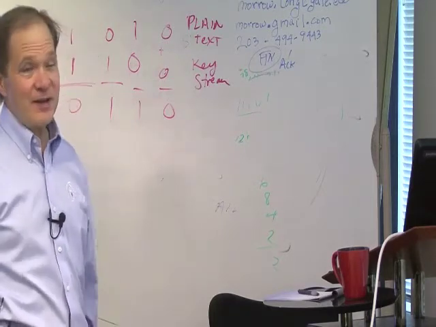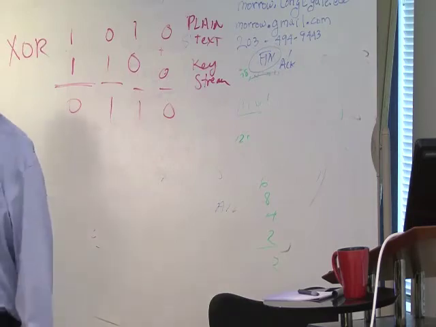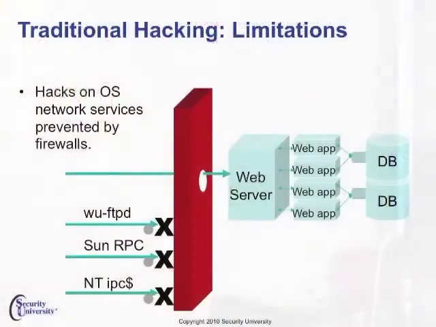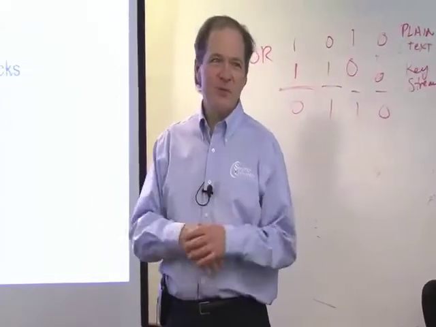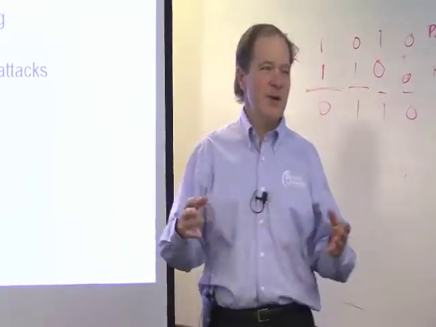A firewall is protecting them, so you're not going to be able to get through to all those ports for these kinds of services, right? The Windows IPC dollar, Sun RPC, or the Woo FTPD. Instead, almost everything that's being presented is a web interface. So, where do the hackers go? Where the money is, right?